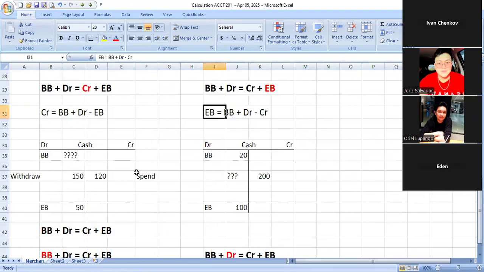Now, let's test you a little bit on this one to see if we still remember it. Let's go with cash. I have $20 cash. I spent $200. And when I went home, I found $100 in my pocket. How many dollars did I withdraw from my bank? 280.